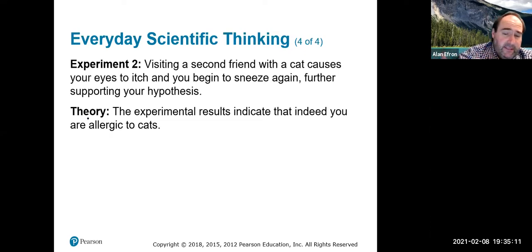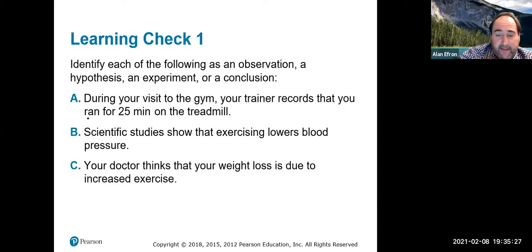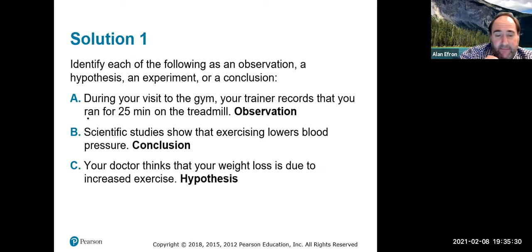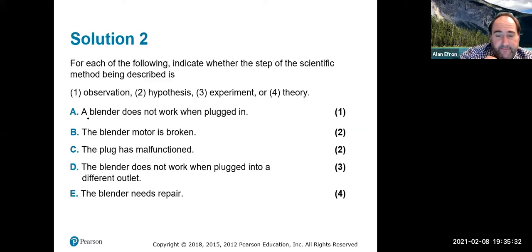If she goes and sees, as it says here, another friend that has a cat and she gets the same symptoms, the theory is she's probably allergic to cats. And again, that's a way you could go through that scientific method. Any questions on the scientific method there?